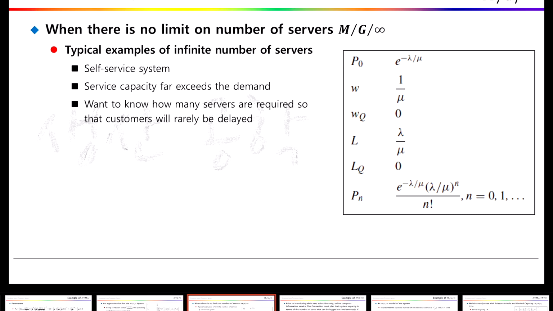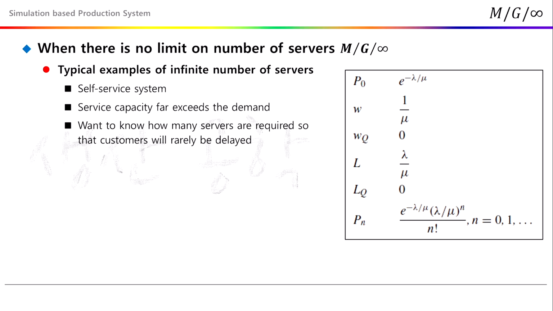Now let's see about the M/G/infinite model. It is far simpler than the previous examples because the infinite number of servers means a self-service system. There is no need for assigning a finite number of servers. Service capacity far exceeds the demand.